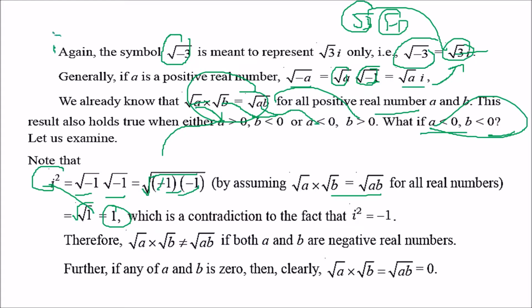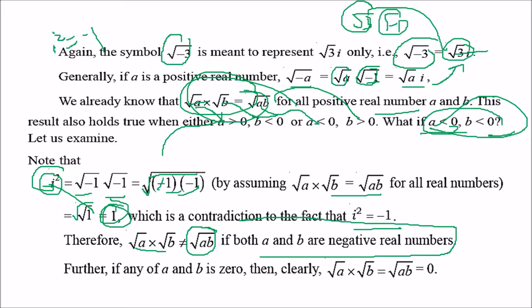And we know that I square, we have already discussed that I square is equal to minus 1. So this is a contradiction. I square, if we use this, I square became 1. Actually, I square is minus 1. So these two contradict. So we deduce that under root a into under root b is not equal to under root ab if a and b are negative real numbers. If this is the case, this is not going to hold. And if we check for a, b as 0, these are 0, under root ab is 0.